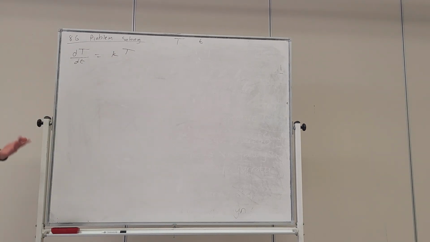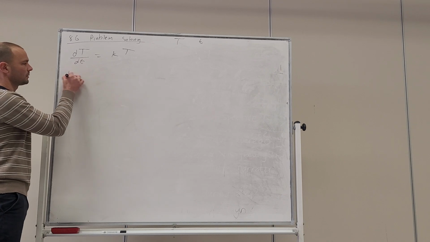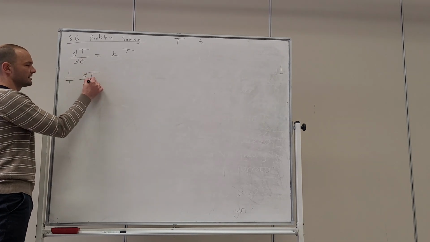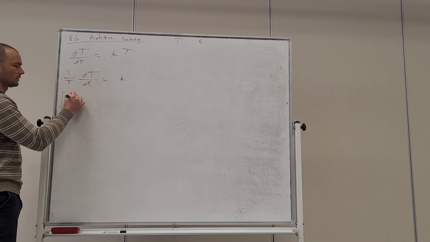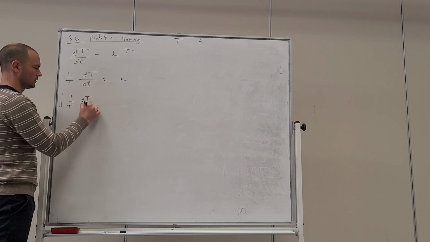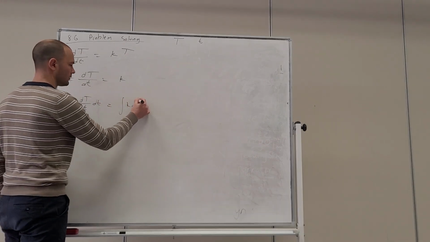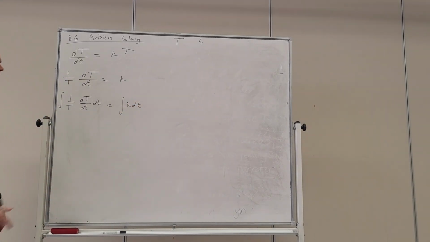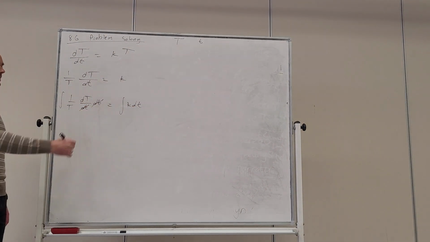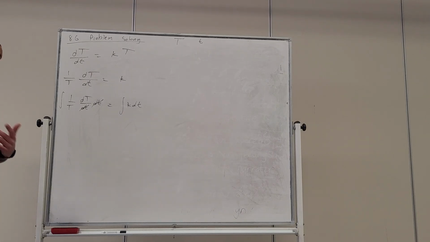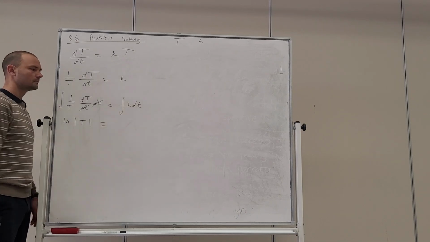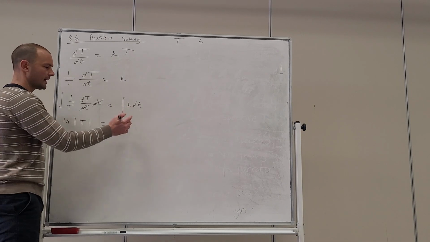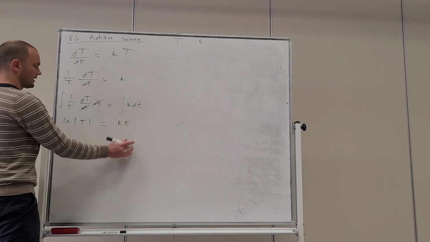So what we're going to do first is multiply both sides by 1 on T. So we'll have 1 on T, dT on dt is k. And then we're going to integrate both sides with respect to lowercase t. Alright, so over on the left-hand side, we'll have the integral of 1 on T with regards to capital T. So that's going to become ln modulus of capital T. And on the right-hand side, the integral of k, which is a constant, will become kt.